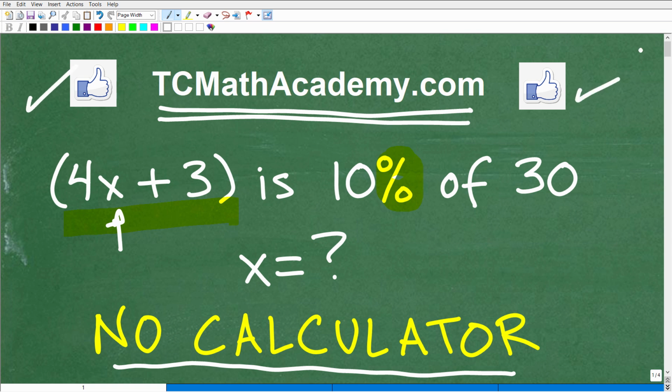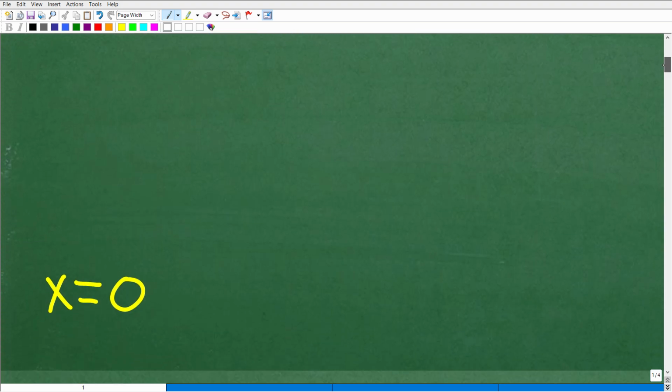Now, before I show you the answer, if some of you are thinking, well, I could do this with my calculator, if you absolutely feel like you need your calculator, go ahead and use that as well, as long as you give this problem a shot. But let's go ahead and take a look at the correct answer. What is x equal to, given this algebraic expression? 4x plus 3 is 10% of 30. x is equal to what? Well, here is the answer.